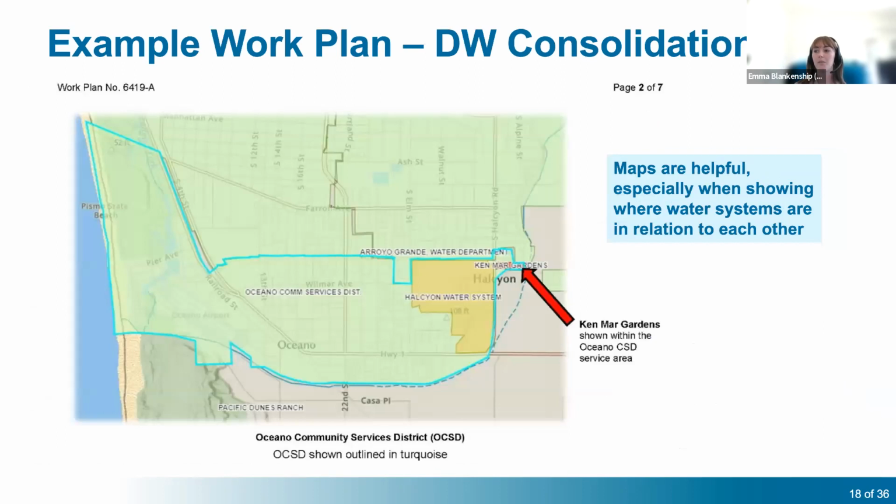Next is just a map of the water systems. This is particularly helpful on consolidation projects so that we can see the location of these water systems in relation to one another. So on this work plan, it's helpful to see that Kenmar Gardens is already in the service area of Oceano CSD. So that makes the consolidation a little bit easier.